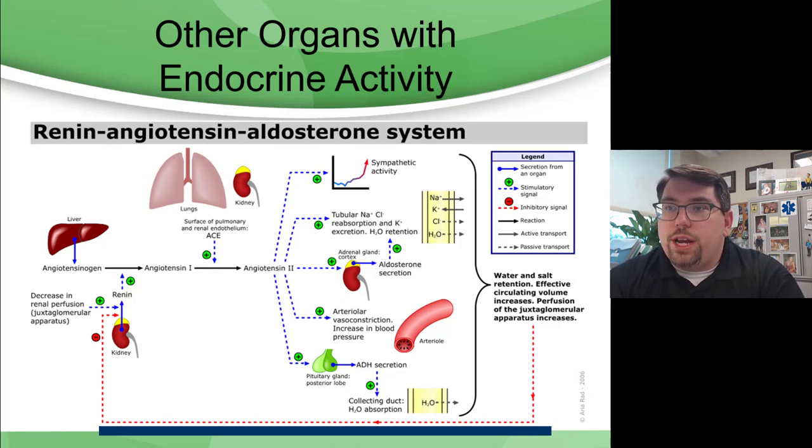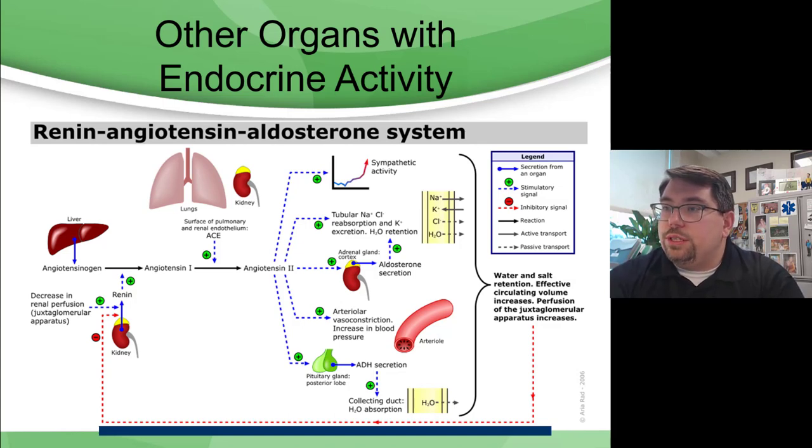When we see an increase in renin, we get the production of angiotensin 1. That can be impacted by ACE, which is going to be on the surface of the pulmonary and renal endothelium. That leads to the production of angiotensin 2, which does a number of different components. It increases sympathetic activity. We see tubular reabsorption of both sodium and calcium and potassium excretion, along with retaining water. That helps with increasing our blood glucose level.